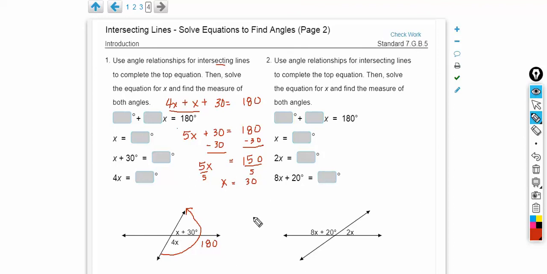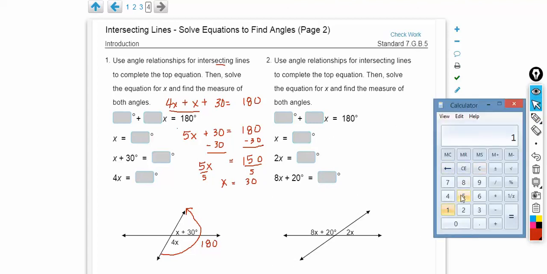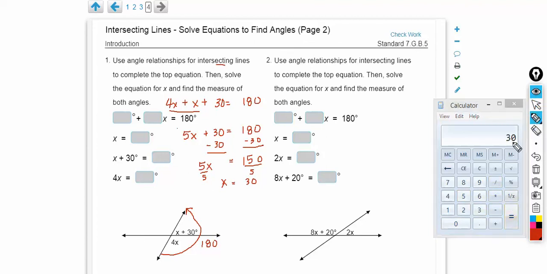X equals 30 because 150 divided by 5 equals 30. Then we have x plus 30, which is really x is 30, so that should be 30 plus 30 equals 60. And then we have 4 times 30, which equals 120.